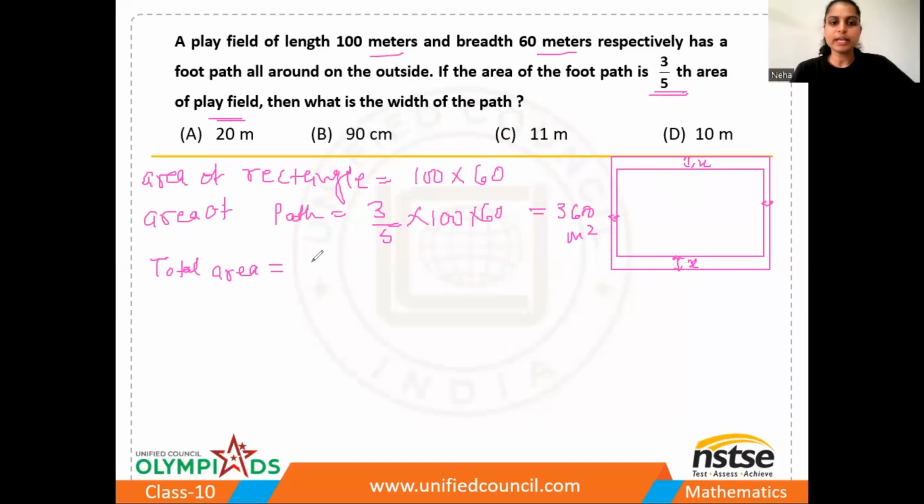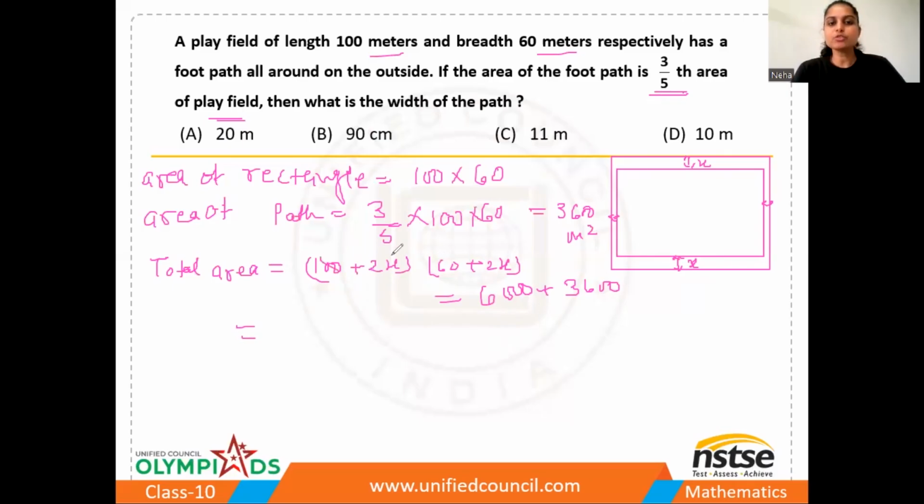Right. So the area becomes 100 plus 2x multiplied by 60 plus 2x, right? That means this area is 6,000, right? This area is 6,000 and this is 3600. So this is 6,000 plus 3600, right? It is the area of the rectangular field and the area of path. So area of path is 3600 and area of rectangle is 6,000. Okay.